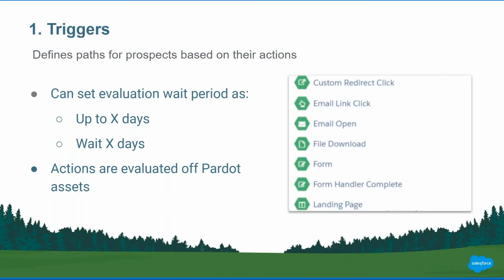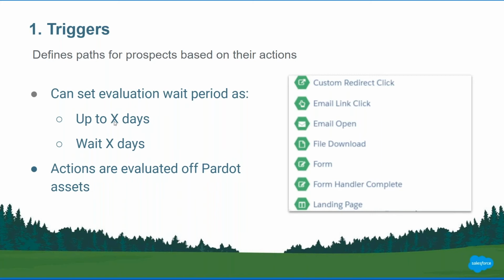And then we have the triggers. These triggers create or branch out paths based on an action that a prospect can take. So you can set up evaluation with the wait period, up to X number of days, or wait a number of X days. What you're seeing on the right side of the screen is the list of available triggers that you can have. It can be based on email link click, email open, file download.